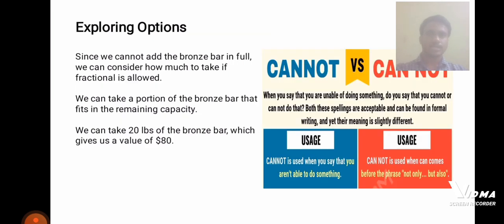Exploring fractional items. Since we cannot add the bronze bar in full, we can consider how much to take if fractions are allowed. We can take a portion of the bronze bar that fits in the remaining capacity. We can take 20 lbs of the bronze bar, which gives us a value of $80.